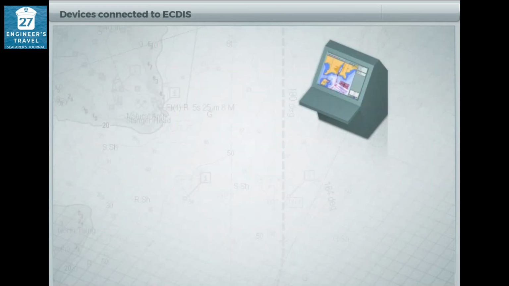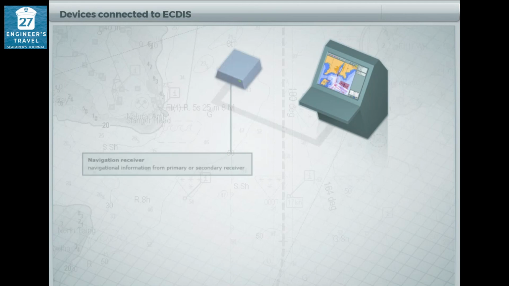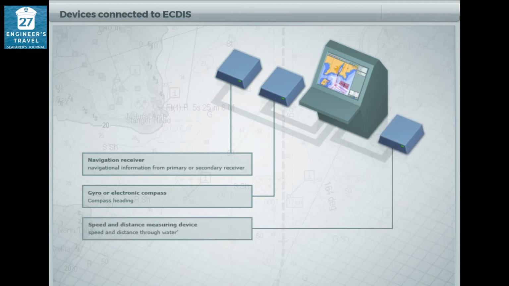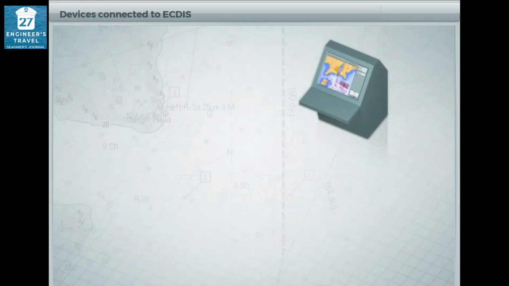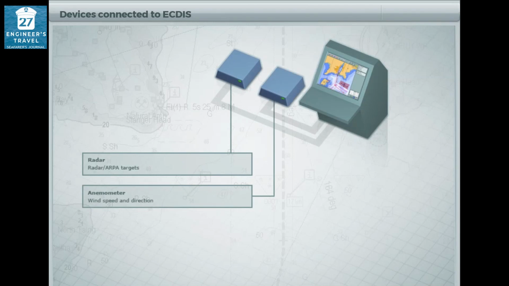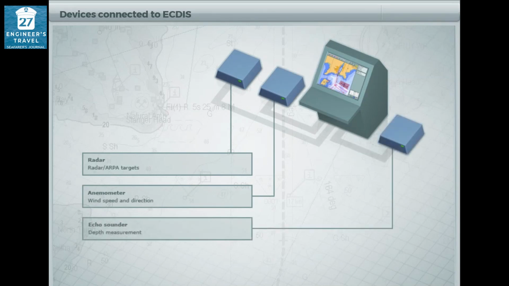IMO require a basic minimum number of inputs to ECDIS. These consist of a navigation receiver, a gyro or electronic compass, and a speed and distance measuring device. There are other devices to assist navigation that could be connected to ECDIS. These consist of a radar, an anemometer, and an echo sounder.